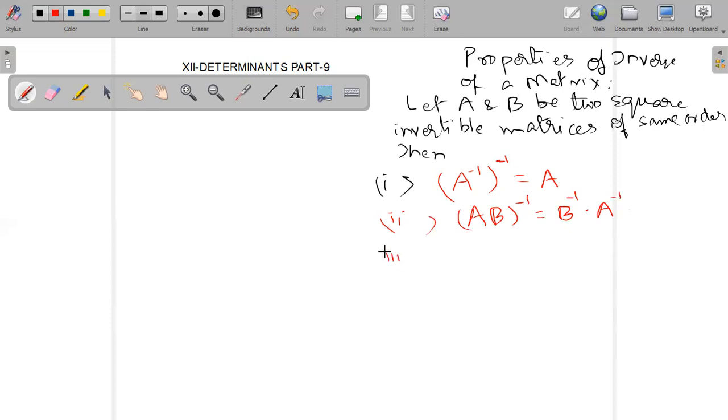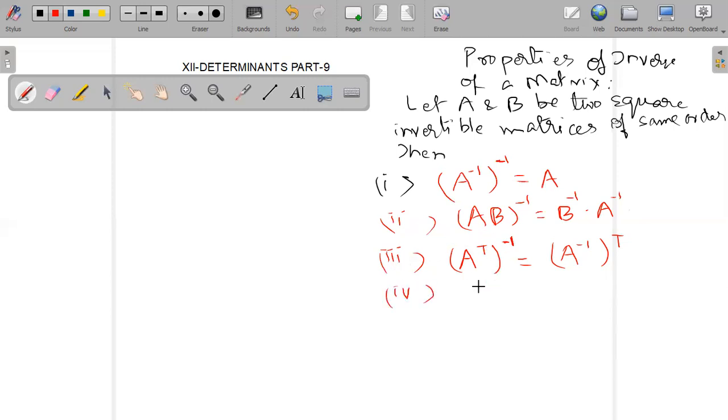Third property regarding transpose and inverse. If you take the transpose of a matrix and then the inverse, it will be the same as taking first the inverse and then the transpose. Sometimes it becomes easier, so if the question is asked like this, we can do this one. It depends on the question.